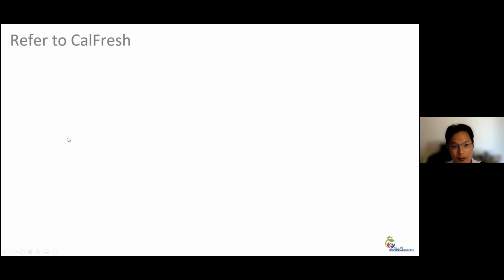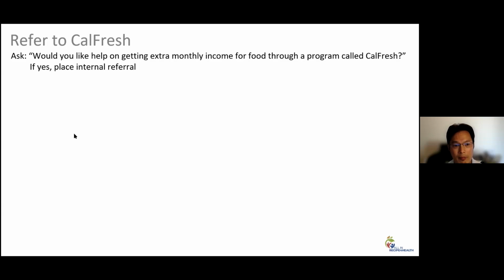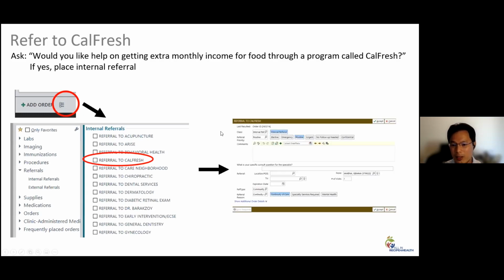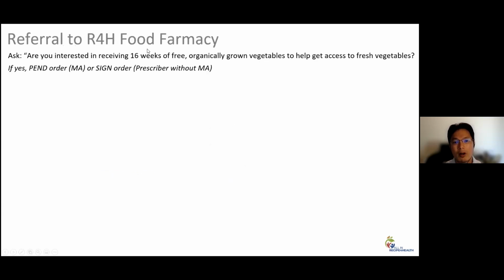You're going to refer to CalFresh. Really, it's a pending for those MAs and it's a referral by the prescribers. You can just ask, would you like help getting extra monthly income for food through a program called CalFresh? If yes, place your referral order. This is all built in now, referral to CalFresh. This is, again, similar to what we did last time. CalFresh, boom, you're done.